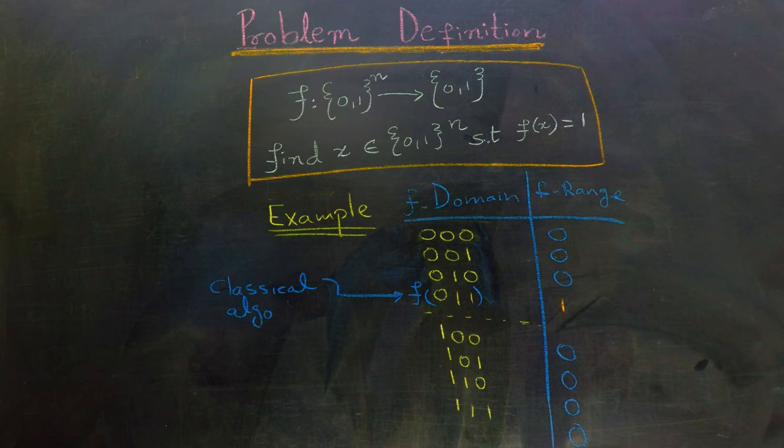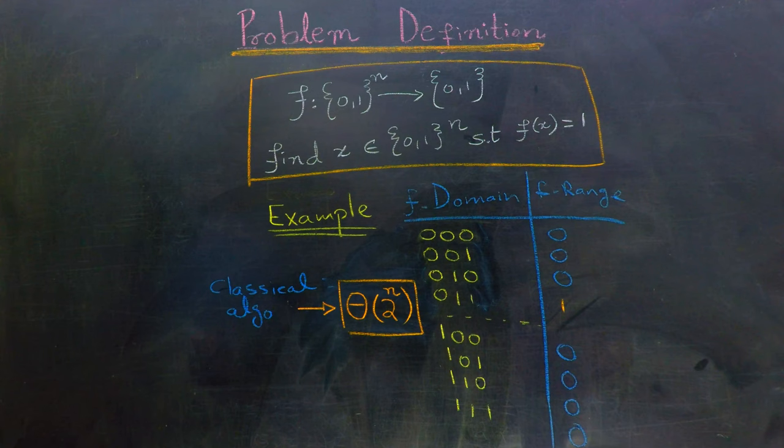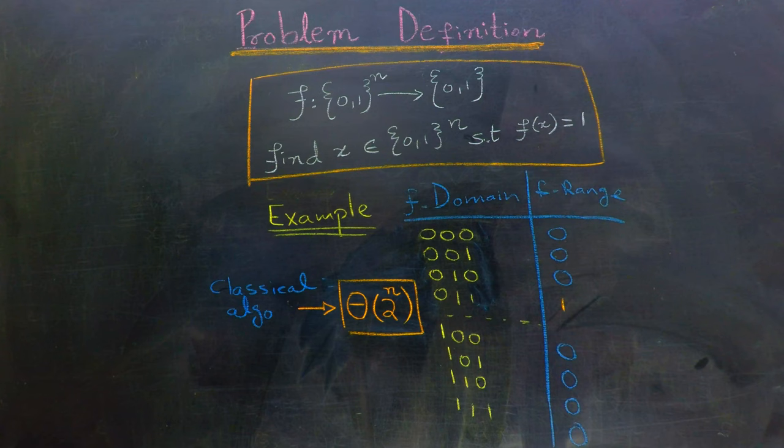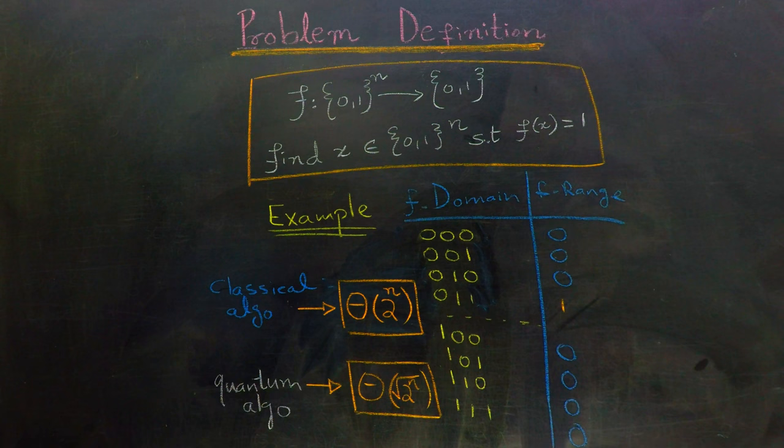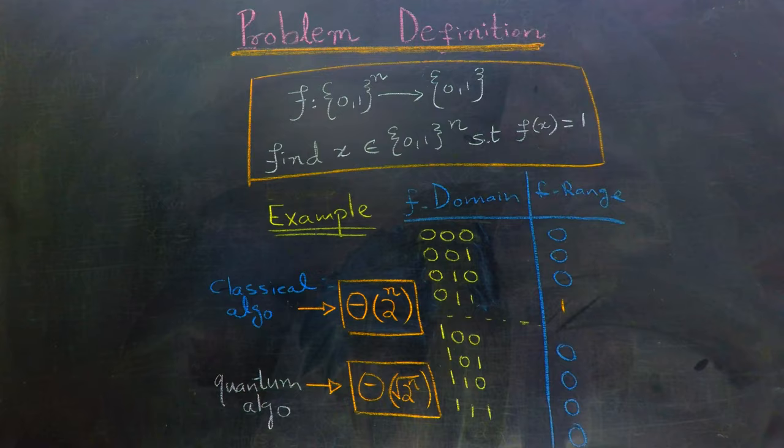So we stop there. This approach will give us a running time of theta of 2 raised to the power n. That means in the worst case, we always have to check almost all the inputs of the function. Even a randomized algorithm on a classical computer will not do better than 2 raised to the power n. In contrast to that, Grover's running time is big O of the square root of 2 raised to the power n. It is still exponential, but it is a polynomial improvement. However, this is an optimal running time that any quantum or classical computer can achieve.